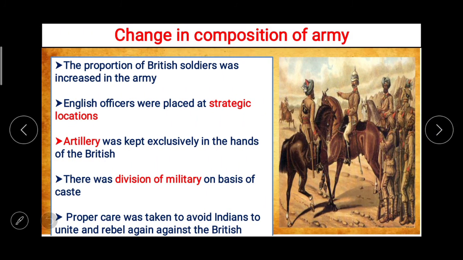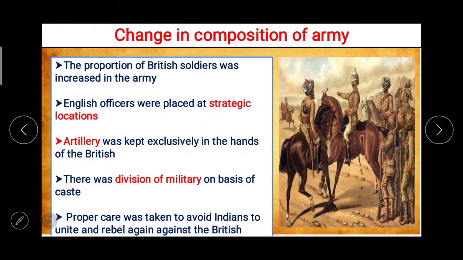Next point, change in composition of army. ये सब क्यों हो रहा था? क्योंकि जो 1857 का स्ट्रगल हुआ, फिर से ऐसा स्ट्रगल इन लोगों को नहीं चाहिए था, किसी भी तरह का अपोज उन्हें नहीं चाहिए था, and that is why the changes were there. So change in composition of army.